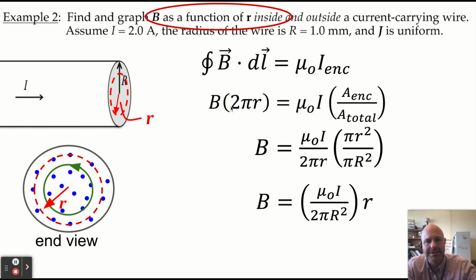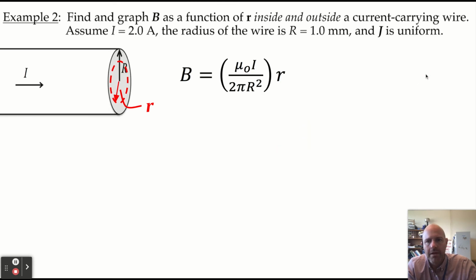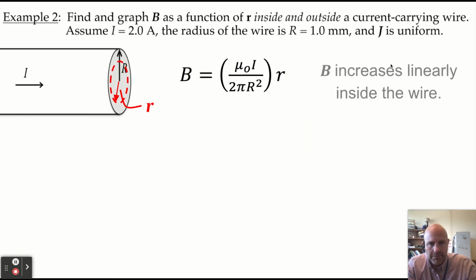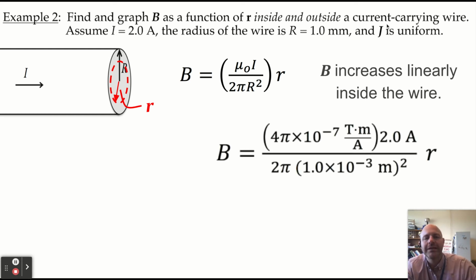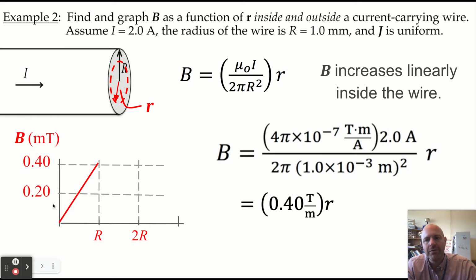And that's exactly what we see here happening, which hopefully makes this at least a little bit comfortable, even though it's a different kind of problem. Once you're outside, you get a different result. But when you're inside, B increases linearly inside the wire. For this particular case, we get 0.4 Tesla per meter times the radius. And that means we would have a graph that looks something like this: 0 magnetic field at the center, up to a maximum value when you get out to the radius. And then when you go outside, we have a 1 over r relationship, because at that point you're enclosing all of the current. It's just the answer to the previous example.